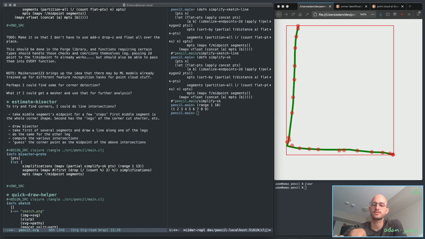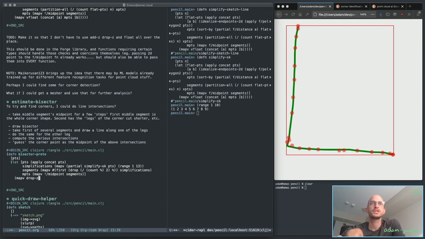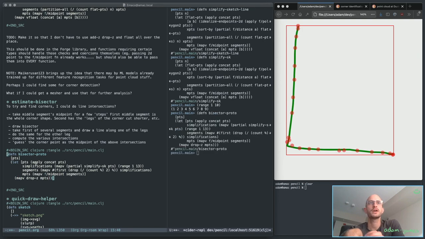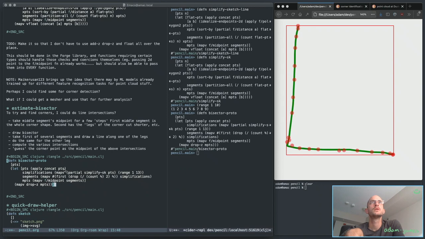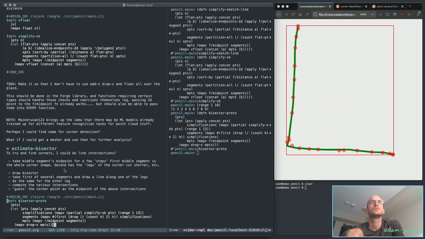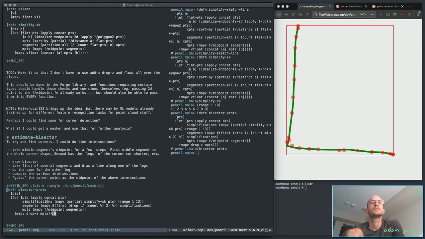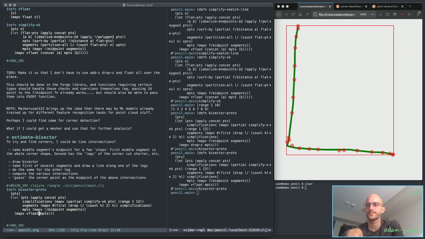Here I'll do that. Apply concat to points. Shadow that. That's the endpoints, and then here I'm just going to return map V drop Z endpoints. Okay, let's see how this works. Wait a second. Let's actually make sure this is the same here. I don't need to drop Z here. I just need to vfloat that just in case. Okay, so let's do bisector proto of sketch and let's see if it returns.